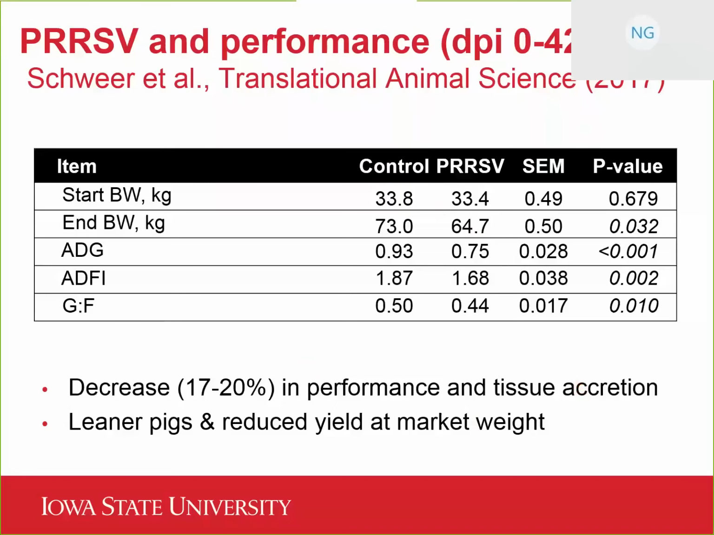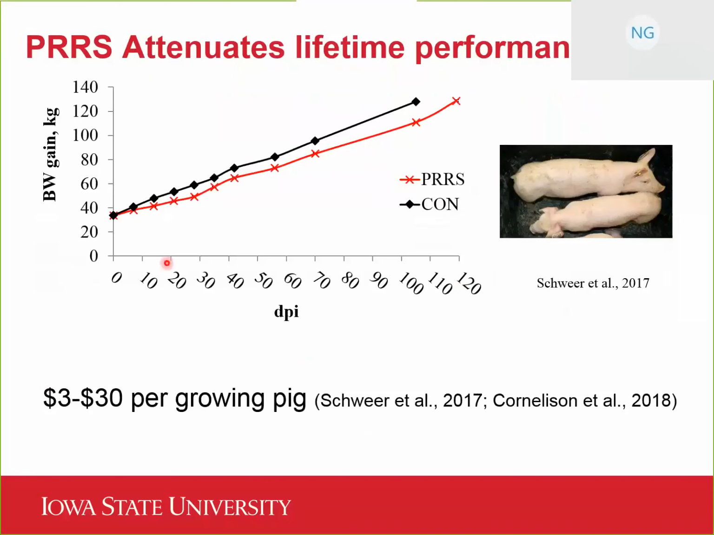So what we looked at with these pigs, if we graph our growth or body weight gains over time, our black line here is our control pigs that were PRRS naive, and our red line here is our PRRS challenge pigs.